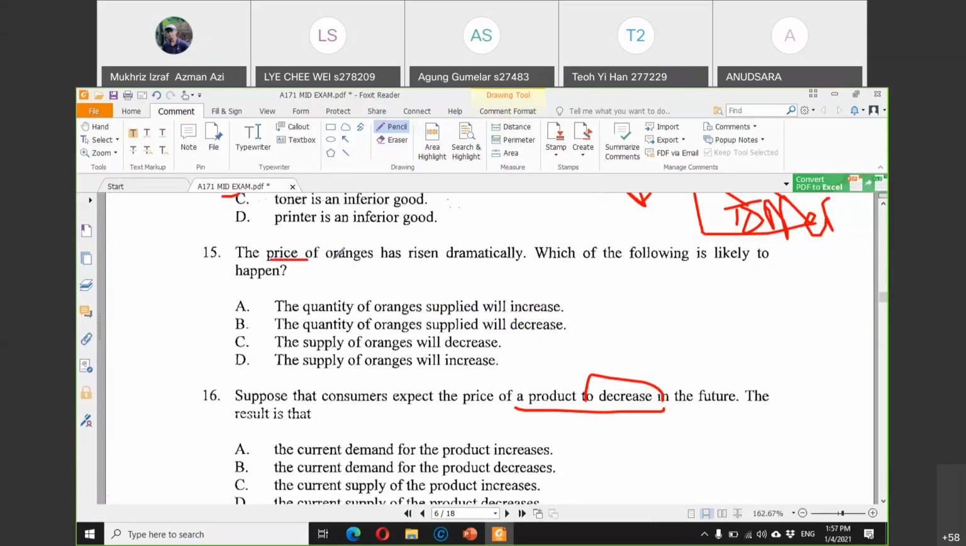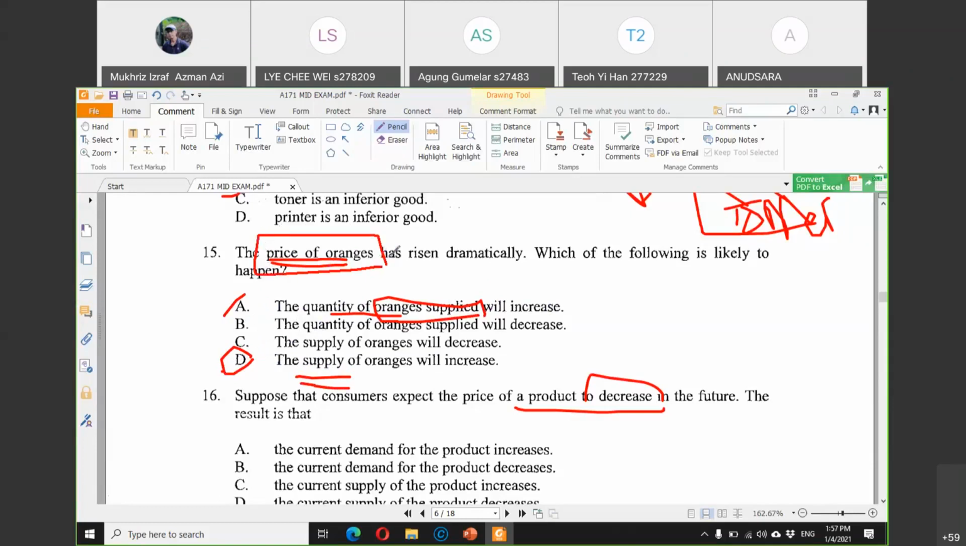You're talking about the price of orange. So the price of orange, you choose what? A, the quantity of oranges. So this is the word quantity supplied, supplied, and also for oranges, so this will be the correct answer. If you choose A and D, A and D are very similar, but D is about the supply, not quantity supplied. If you're talking about D, you cannot talk about the price of oranges.